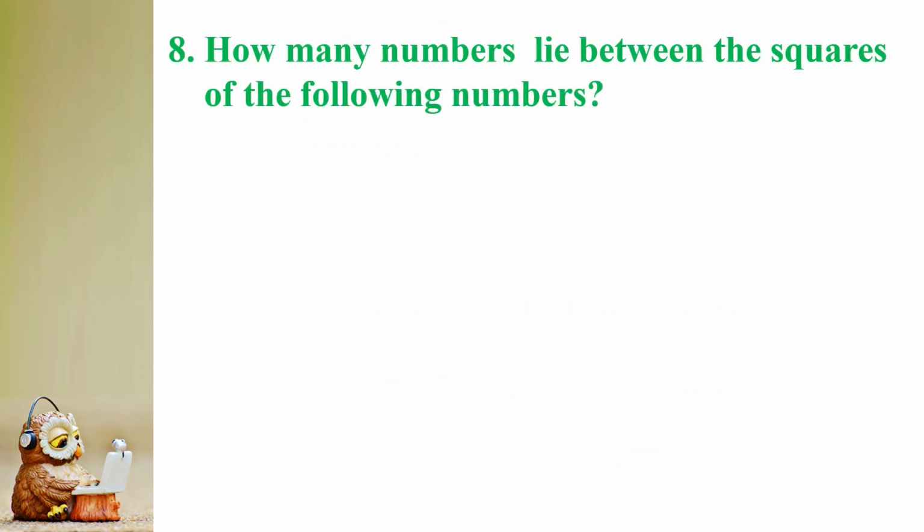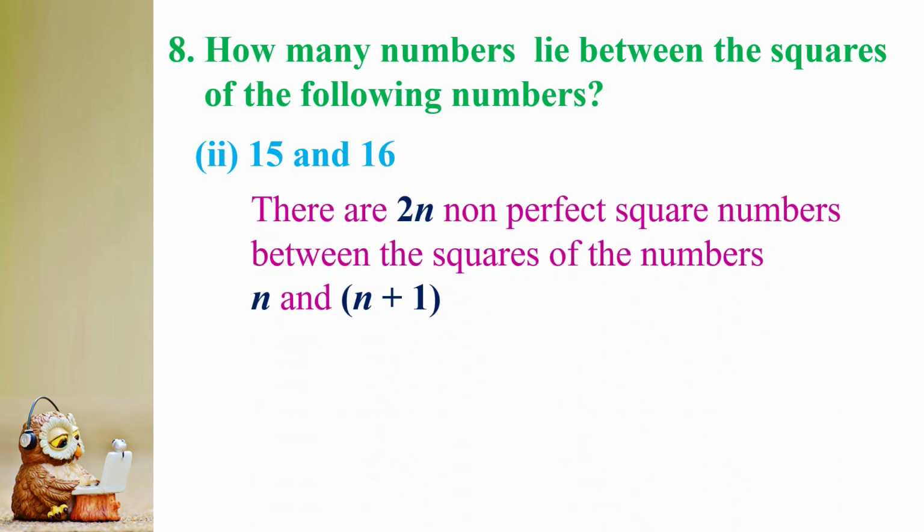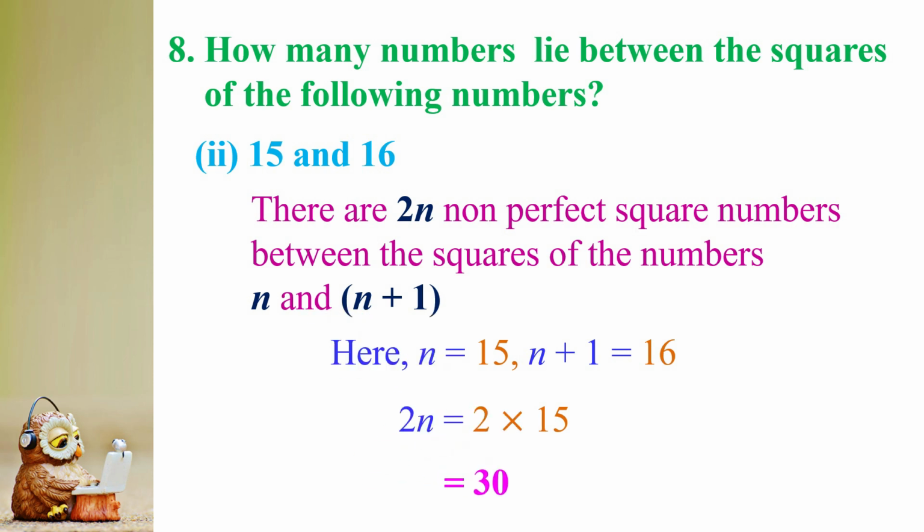Next sum. How many numbers lie between the squares of the following numbers? 15 and 16. Now we have to use the property. Already we know the property: there are 2n non-perfect square numbers between the squares of the numbers n and n plus 1. Here n is equal to 15 and n plus 1 is equal to 16. Now we have to write 2n. 2n is equal to 2 into n, n is 15. So 2 into 15 we will get 30. Therefore, there are 30 numbers between 15 squared and 16 squared.